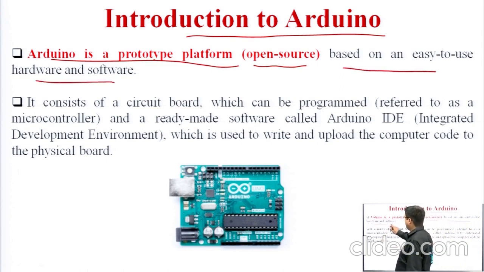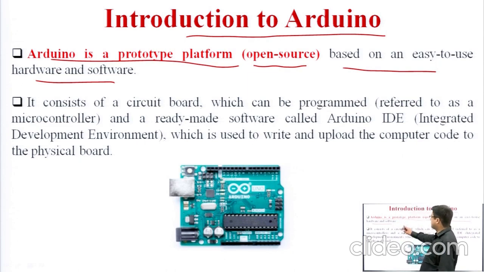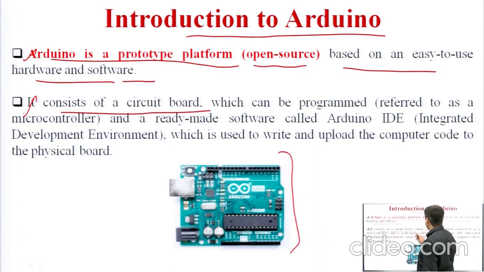So, both hardware, that is Arduino, and its libraries, and software like IDE, integrated development environment, it is very easy to use. So, basically Arduino consists of a circuit board. This is a circuit board. Arduino has a circuit board which can be programmed. What is the meaning of that? Basically it is a microcontroller.